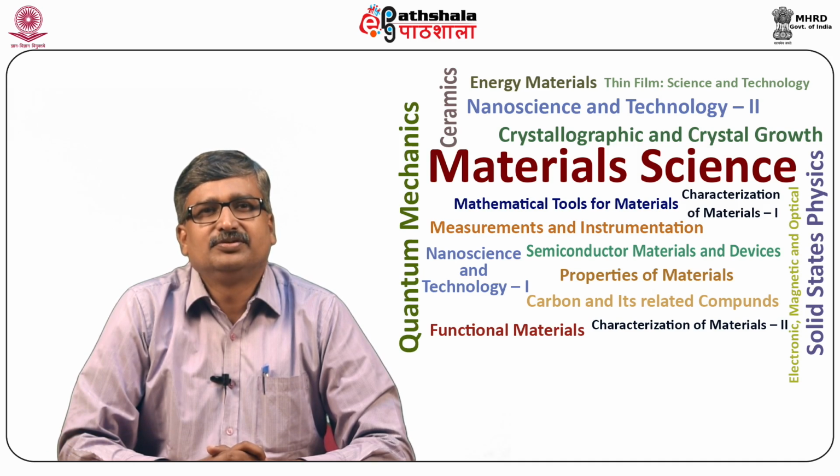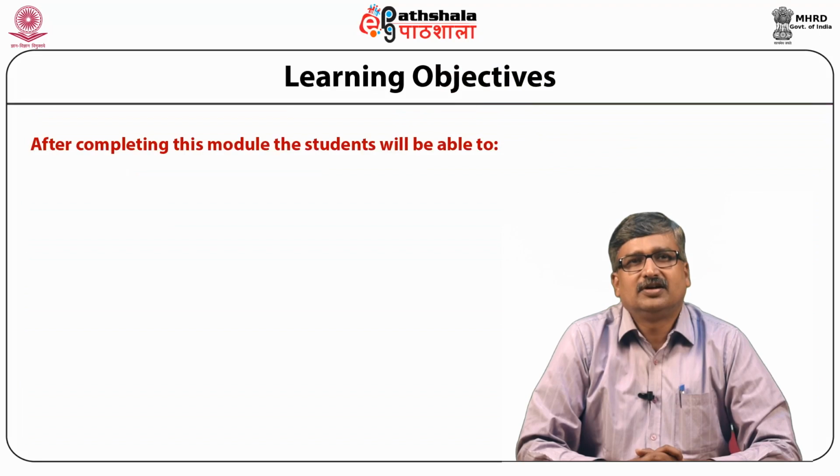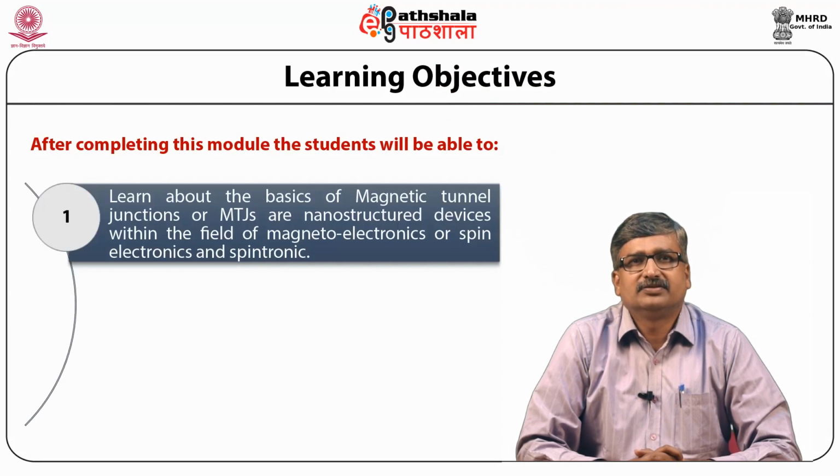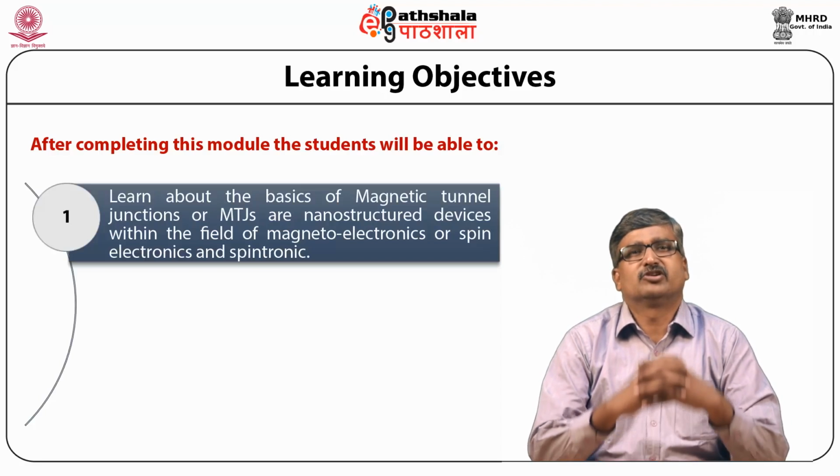Today we are going to discuss the module Magnetic Tunnel Junction, MTJ, under the paper Nanoscience and Technology 2. After completing this module, the student will be able to learn the basics of magnetic tunnel junction, or MTJ, a nanostructure device within the field of magnetoelectronics, or spin electronics and spintronics.